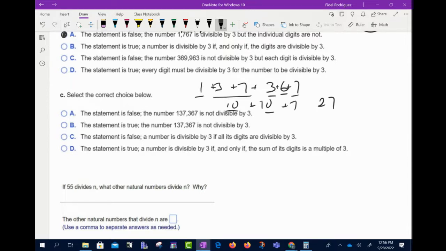This third one says the statement is false. A number is divisible by 3 if all of the digits are divisible by 3. That's what makes this thing false. Again, this number here, I can divide it by 3, but the individual digits themselves cannot be divided by 3, okay?